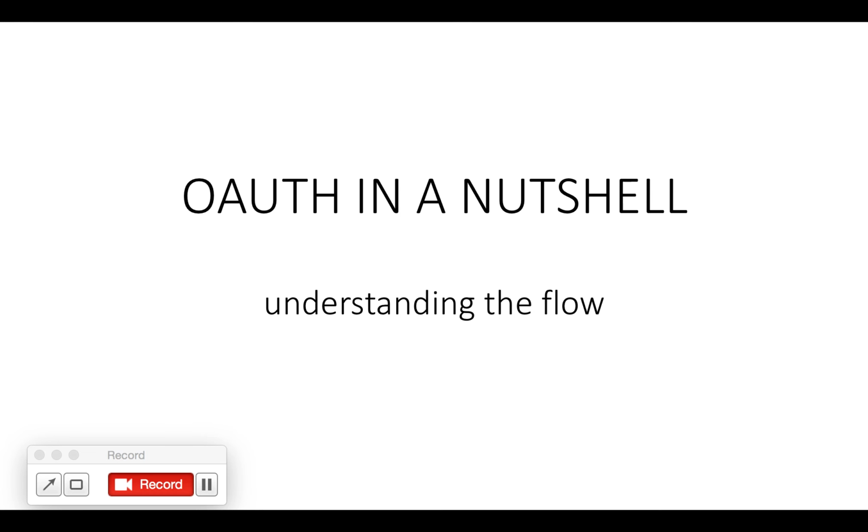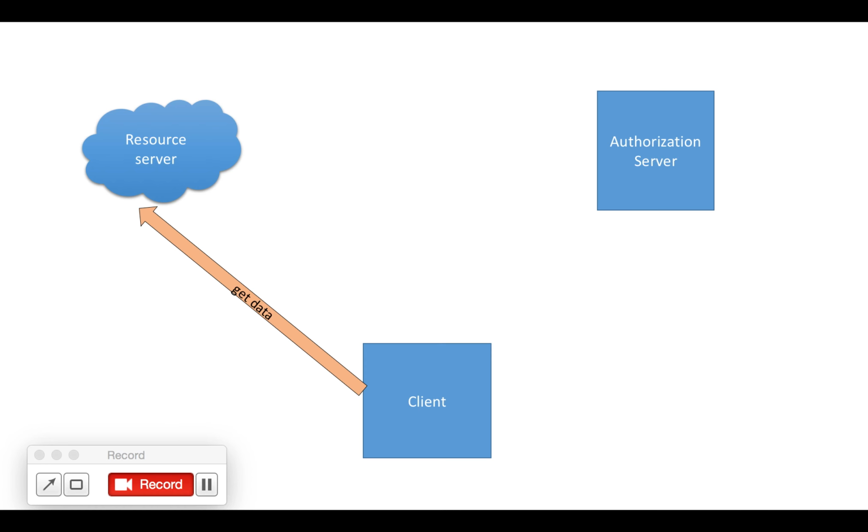So let's understand the flow, and keep in mind we're still in a nutshell, okay? We're still trying to just understand what OAuth actually means. So it all starts with client going to resource server and asking for data, okay? So this is not necessarily the beginning of the flow. Client can also start with going to authorization server and asking for permission for that data, but let's look at the simple scenario. Let's look at the most frequent scenario. Client goes to resource server asking for data.